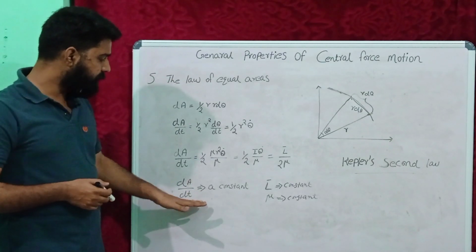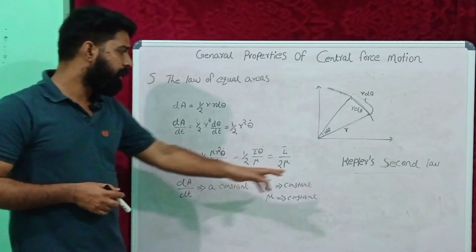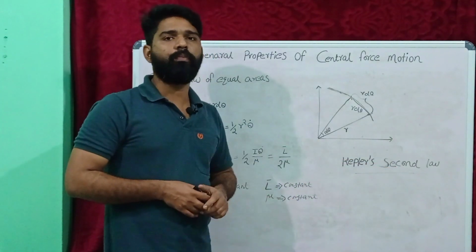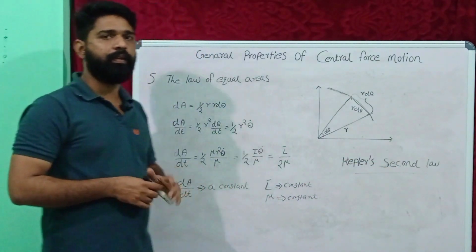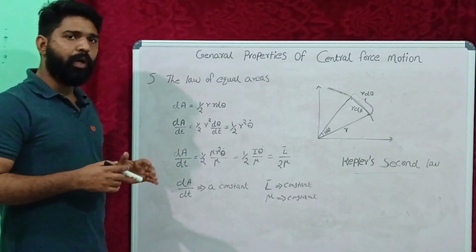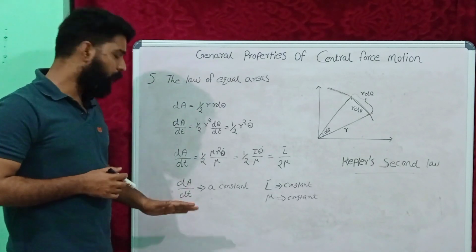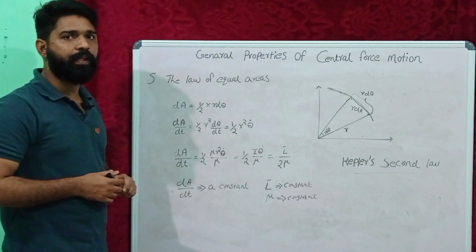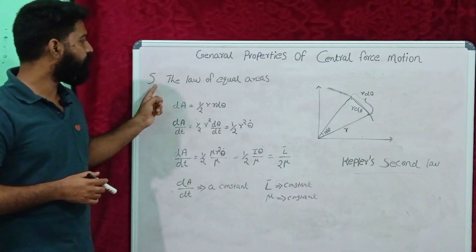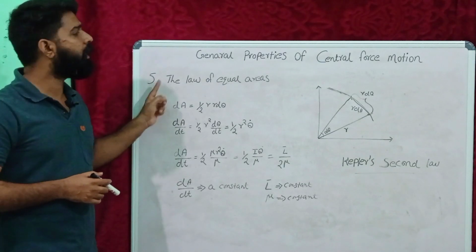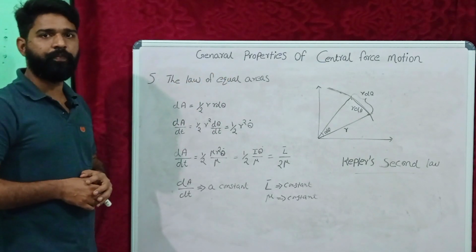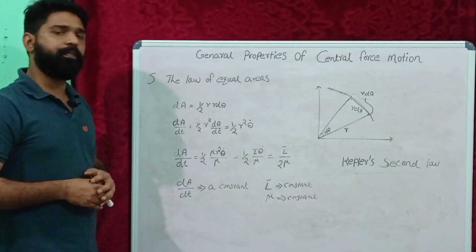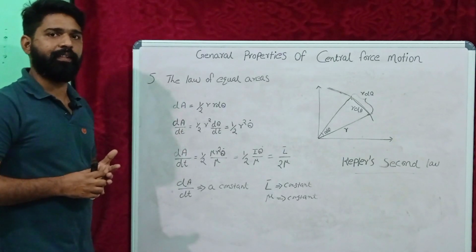This is known as Kepler's second law of planetary motion. That means it sweeps out equal area in equal intervals of time. So this is the fifth general property of central force motion.